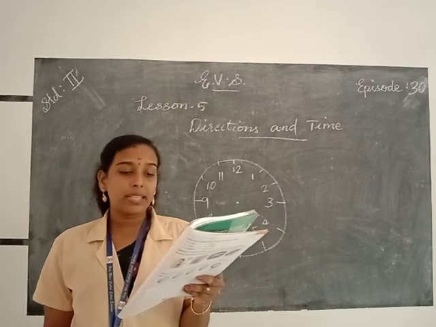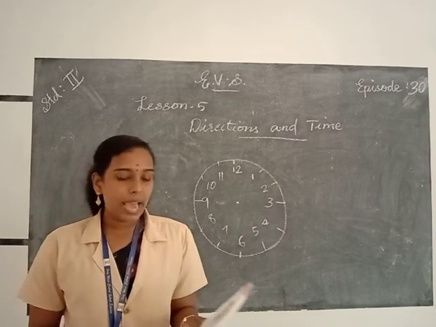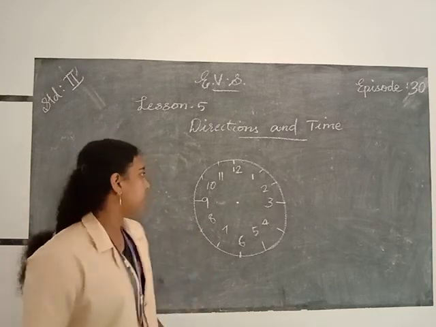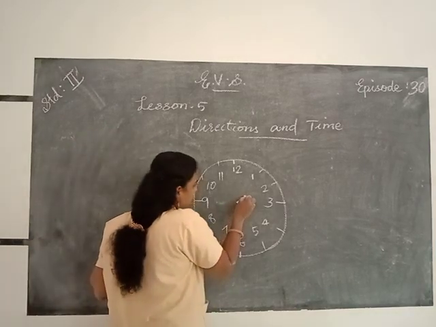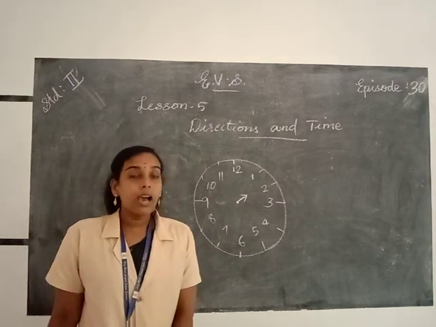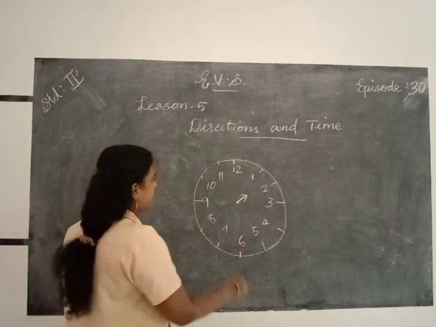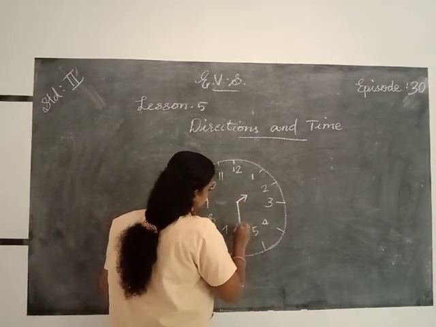Then there are 2 hands, a short hand and a long hand. The short hand is called the hour hand. The short hand of the clock is called an hour hand and the long hand is called a minute hand.